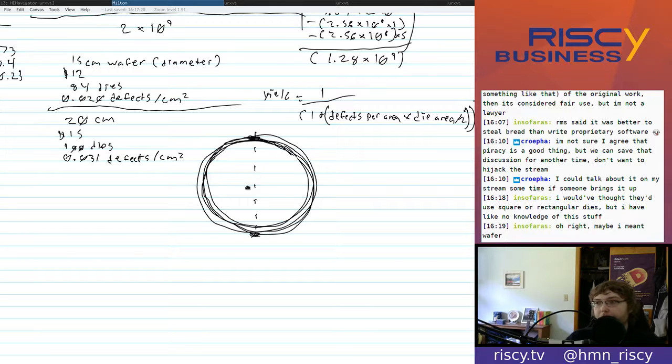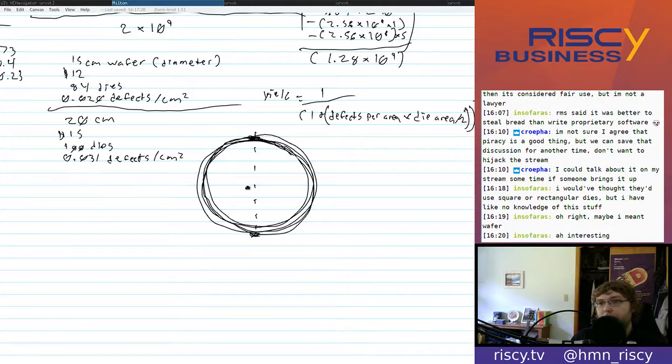They pattern the parts that get cut off on the outer part of the circle. Those parts still get patterned, but they don't create a complete die. The process is just easier that way, even though it gets cut off. But only the complete ones make a die. So out of the complete rectangles or squares that fit into this circle, there's 84 of them.